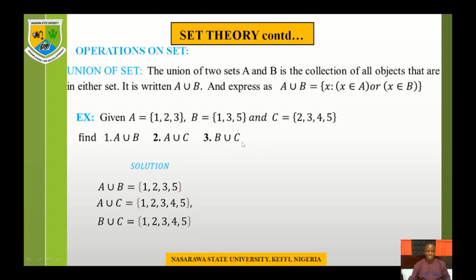Then B ∪ C, you can see B here. B is {1, 3, 5}, and C is {2, 3, 4, 5}. Marrying them together, you have {1, 2, 3, 4, 5}. So you are not repeating any number at all. So when we say union, think marriage. Bringing the two together.